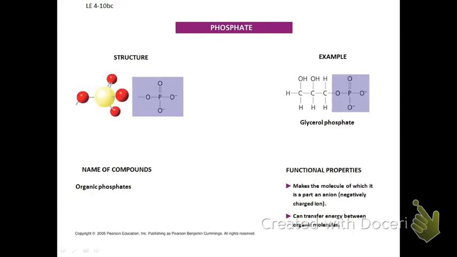Now, the last one we're going to talk about today is a phosphate. These contain phosphorus. These molecules are usually involved in energy transfer, such as associated with ATP. It can also act as an anion or a negative ion.